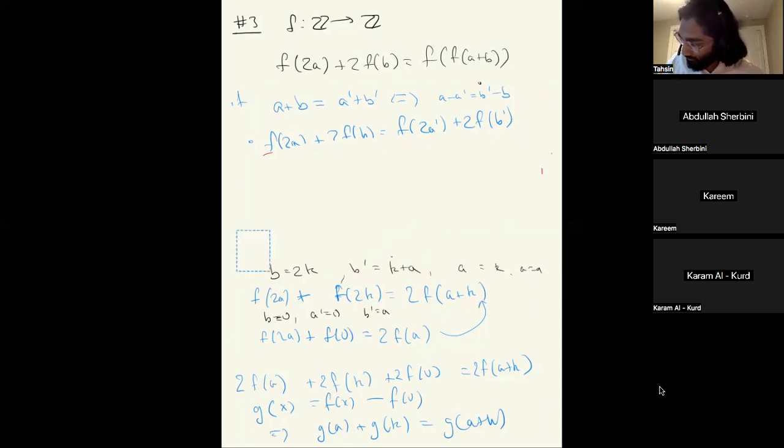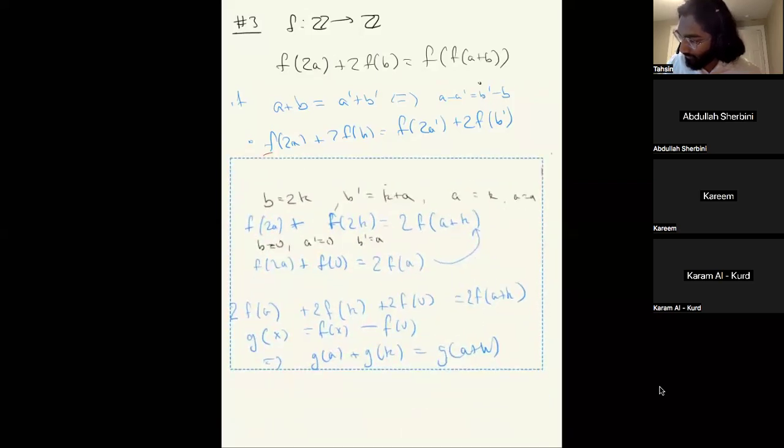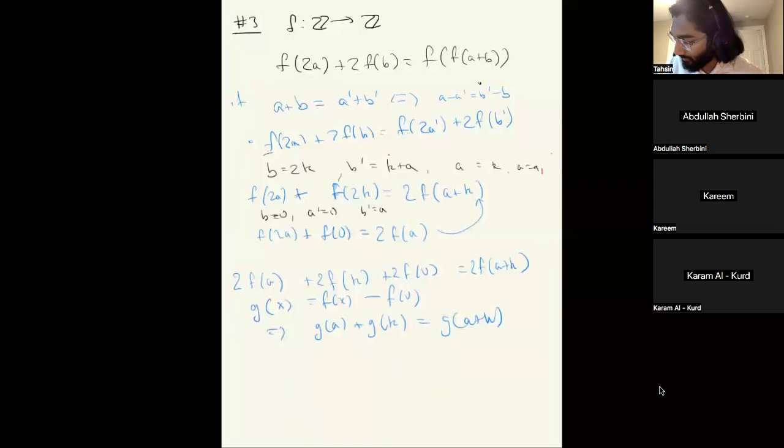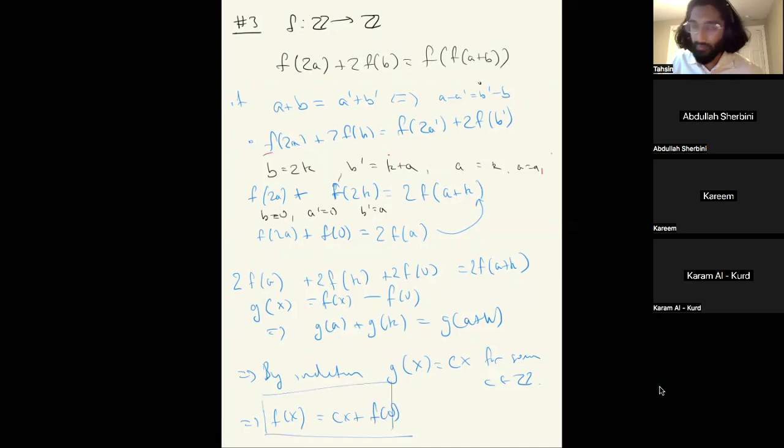Okay, so anyways, the point is what now? By induction, g of n, or x, equals cx for some integer c. So it tells you that f of x is equal to cx plus f of 0. And now you have to determine that c equals 2, but that's, you plug it back into the original equation. Okay, so does that make sense?